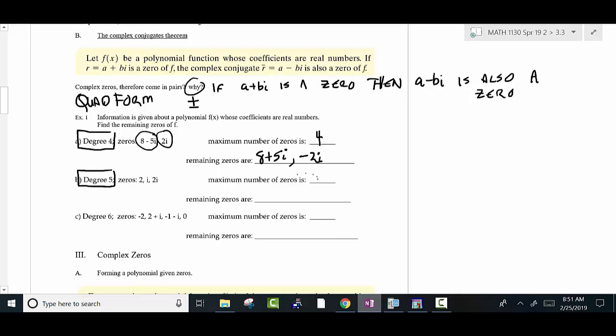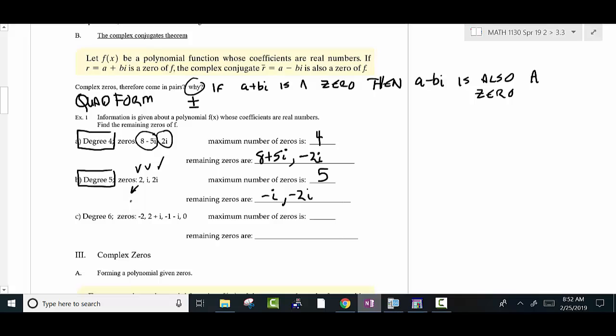So what's the maximum number of zeros? That's 5, okay? So let's see, I've given you 3 zeros. You got to tell me what the other 2 are. So what are the other 2? Negative i, negative 2i. Okay, remember that these come in pairs, so that's negative i, negative 2i.